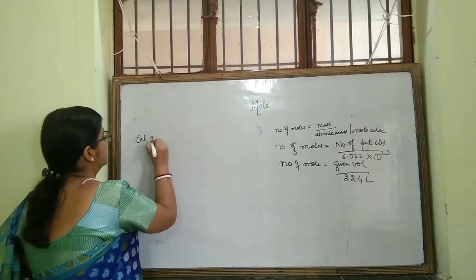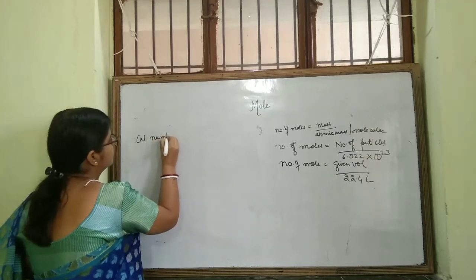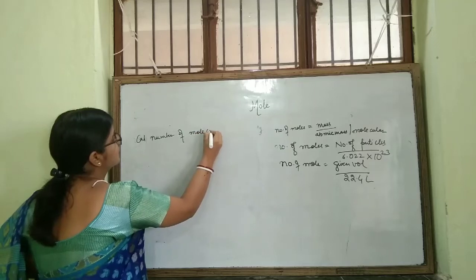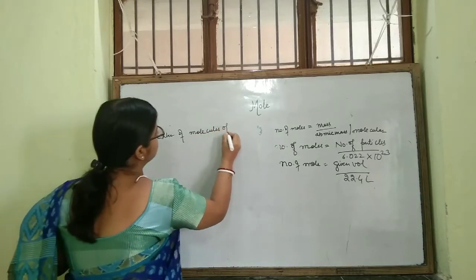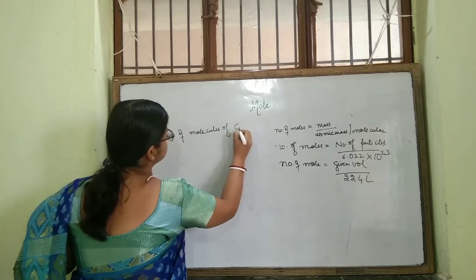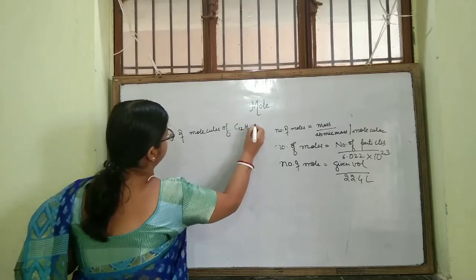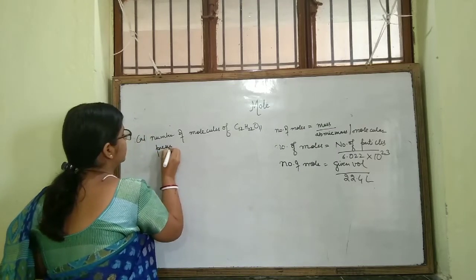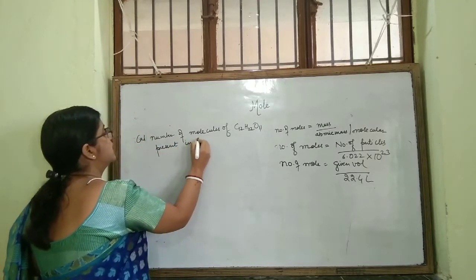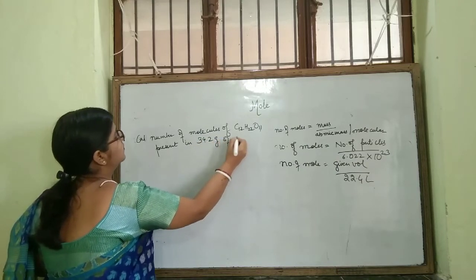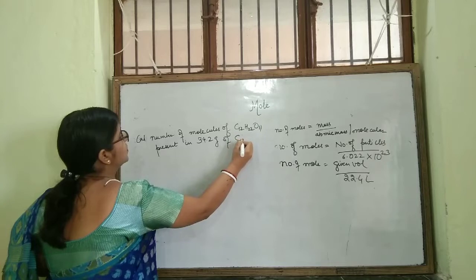Calculate the number of molecules of sucrose, C12H22O11, present in 34.2 gram of sucrose.